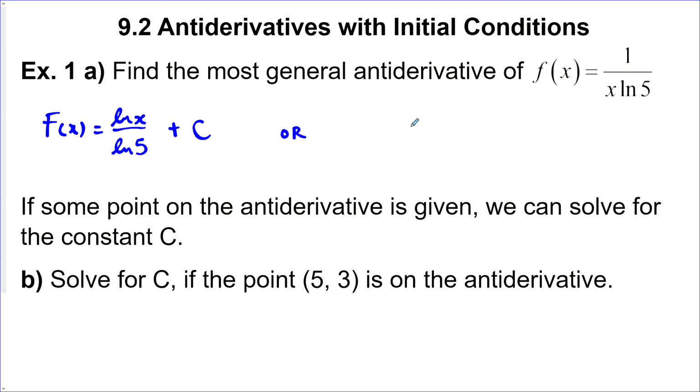But we could consider the natural log of 5 as part of the original function. And we know that if we had the log base 5 of x, the derivative would give us 1 over x natural log of 5. So either one of these would work. Now, in some questions, we'll be given more information, and then we can actually solve for c. So in this case, the point (5, 3) is on the antiderivative. So let's see what c would be.